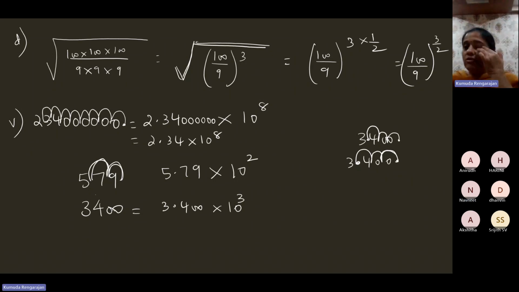When you reduce the value, raise 10 to a positive power. And the power will be that number equal to the number of decimal places you shifted to the left.